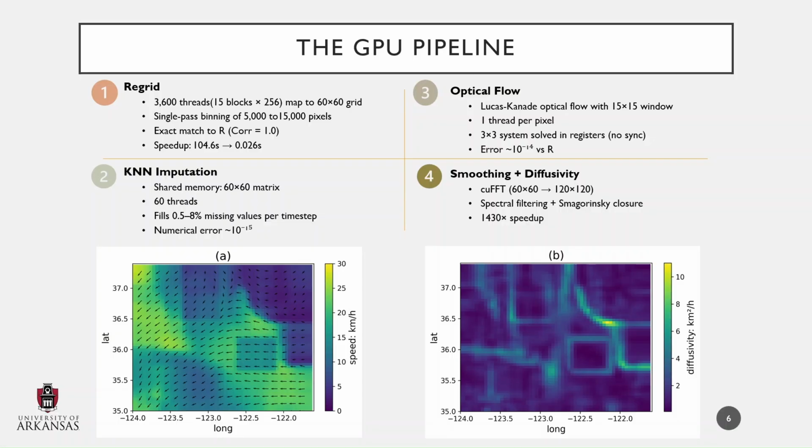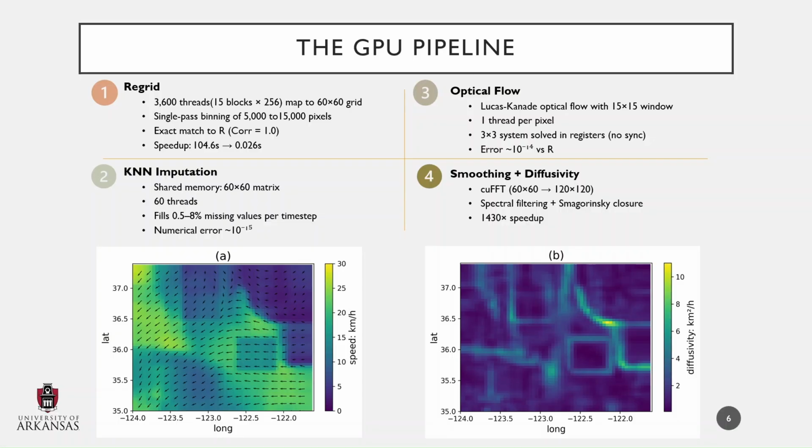Stage 3 is optical flow. We implement the Lucas-Kanade algorithm with a 15 by 15 pixel window. Each pixel gets one thread, and the 3 by 3 linear system at each location is solved entirely in registers with no synchronization needed between the threads. Error versus R is approximately 10 to the negative 14th.